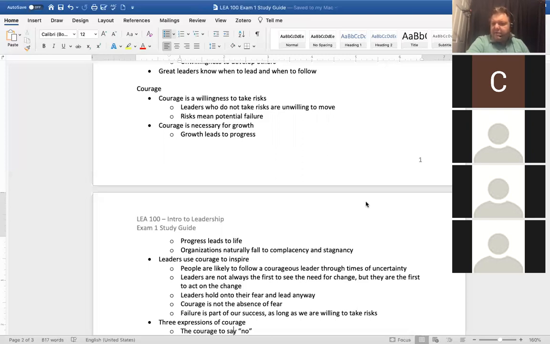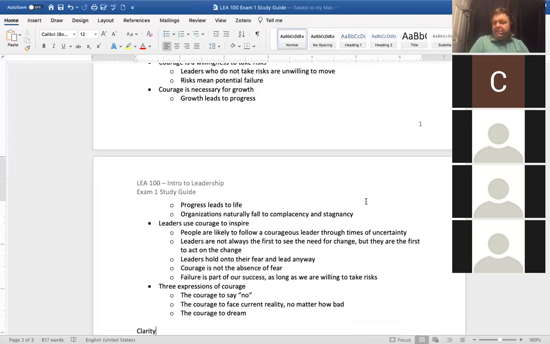Leaders hold on to their fear and lead anyway. Again, there's no absence of fear. It's still there. And failure is part of our success as long as we're willing to take the risks. So that's how you grow the best, is that you stop and reflect and analyze your failures. And again, leading people through the dark room. I don't know where the furniture is. I'm not sure what's in the dark room, but I know we can get through it. So again, there's that courage and that clarity.